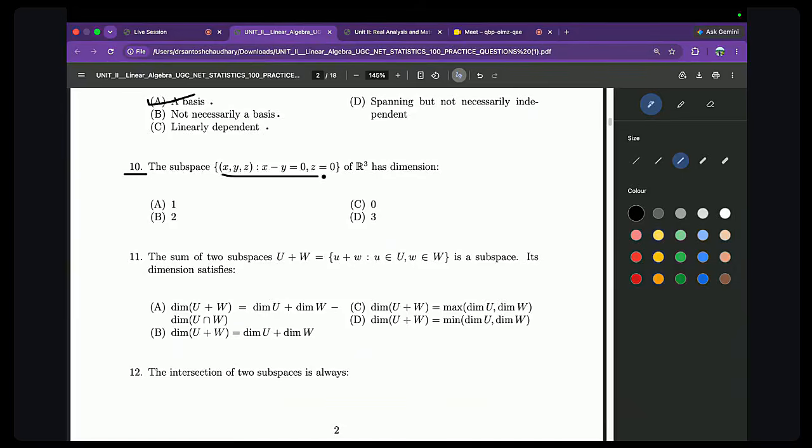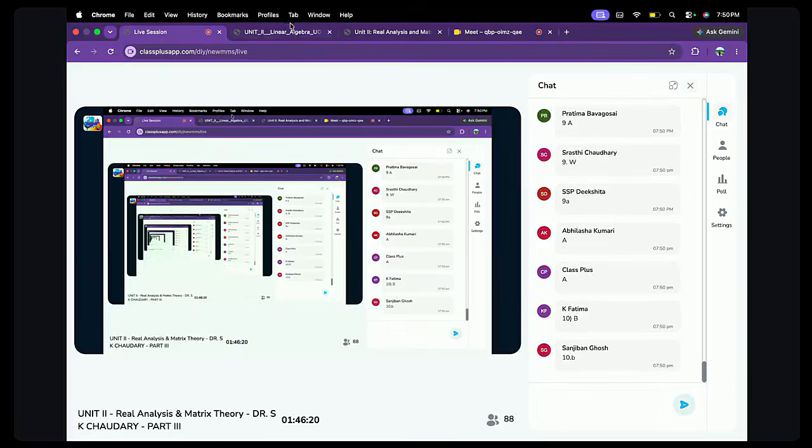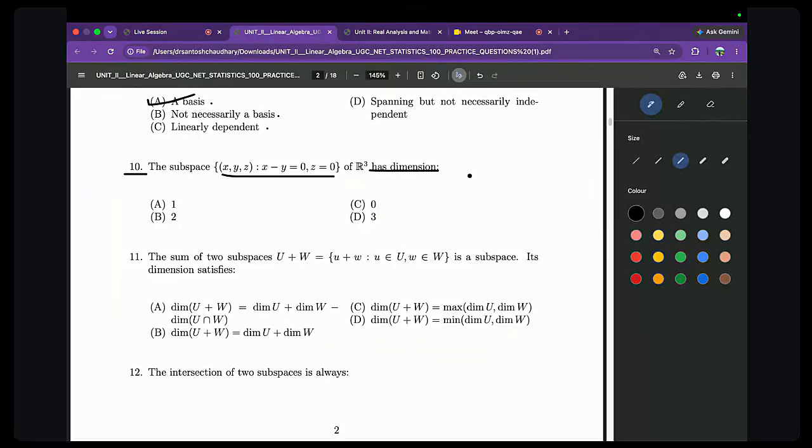10th question देखिए. The subspace has dimension. इस subspace का dimension क्या होगा बताइए. So what is dimension of this subspace? 10th question का answer बताइए. चेक कीजिए 10th का क्या होगा.